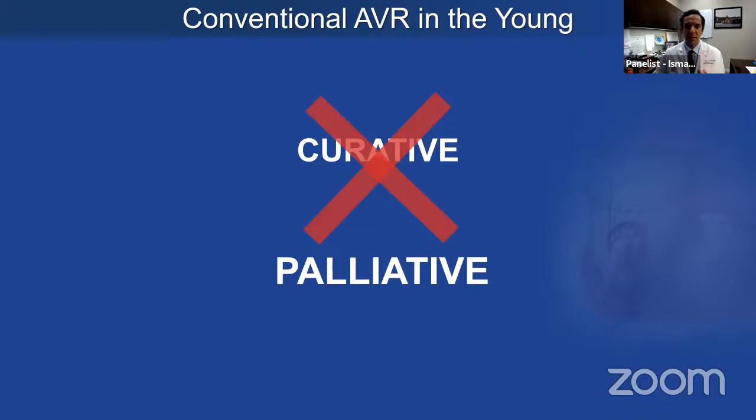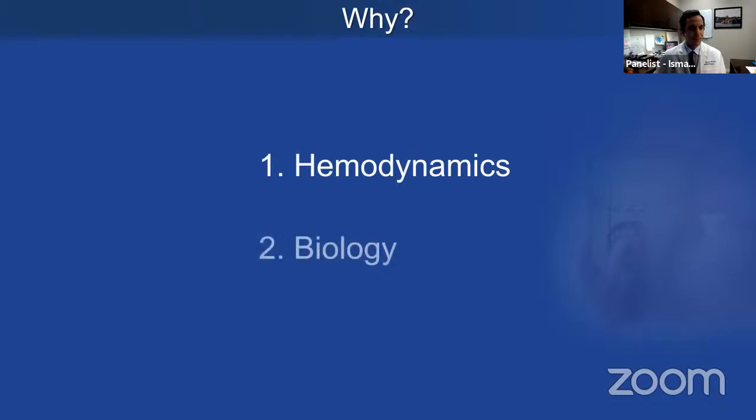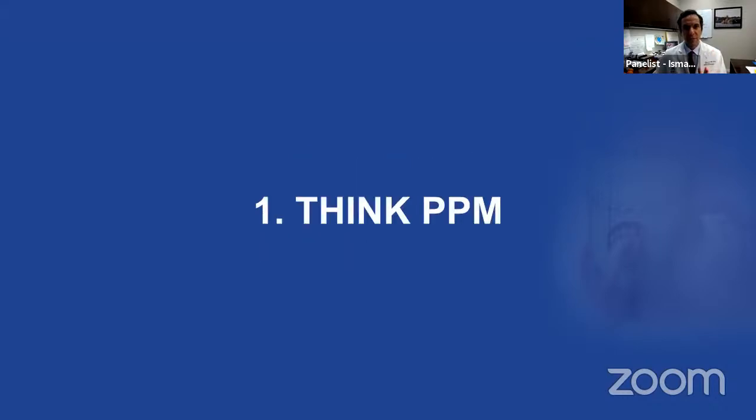It is at best a palliative approach. And so that's why we need to think about other options or alternatives if we can improve on some of these results. But if we want to improve on some of these results, we need to understand why we are observing this survival that is perhaps not as good as we thought we might be doing after surgery. And I think the reason is twofold. One is hemodynamics, and two is biology. And my first point is we really have to think patient prosthesis mismatch anytime we're doing aortic valve surgery, especially in these younger patients.